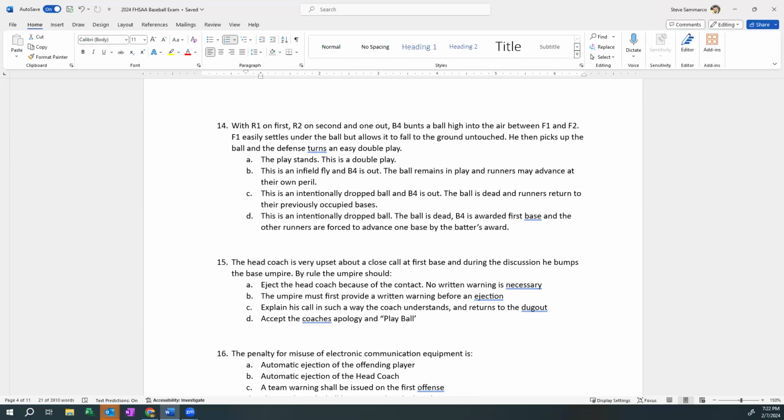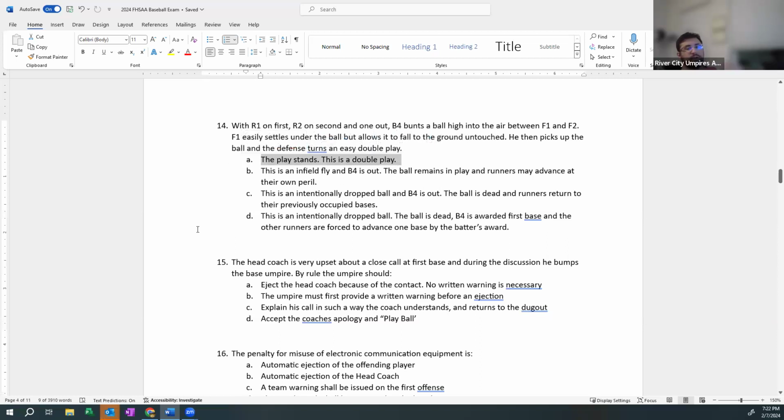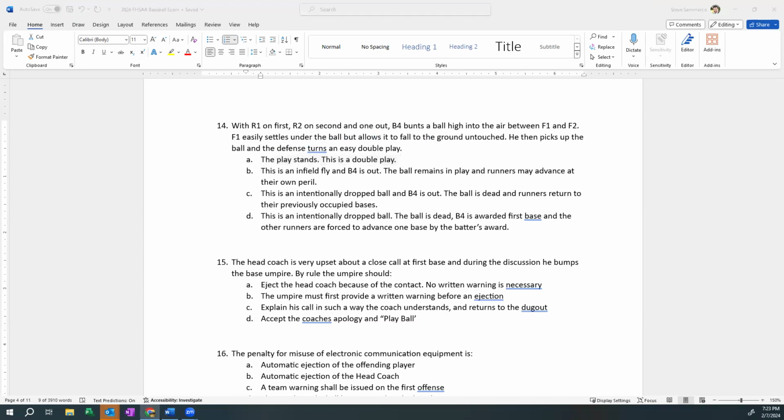Hey. That's what I picked. I picked A. All right. So I'm going to press you here. Why is this not an intentionally dropped ball? You didn't touch it. The book specifies that he must glove the ball to the ground. And if he did not do that, then it is not considered an intentionally dropped ball.